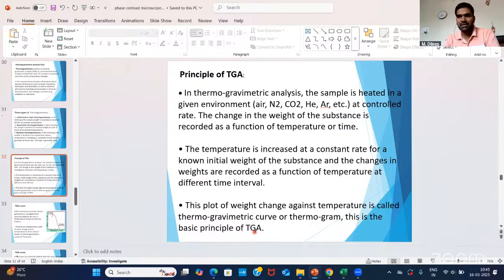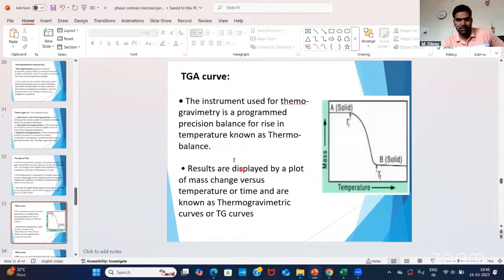This is the basic principle of TGA. We heat the sample in the given environment and weigh the substance as a function of time or temperature. As the temperature changes, the weight of the sample changes, and we plot the weight against the temperature. This plot is called the thermogravimetric curve or thermogram. This is the principle. This is the thermogravimetric analysis curve.